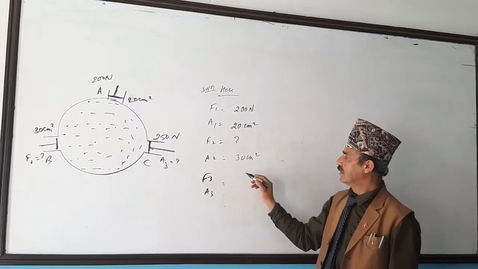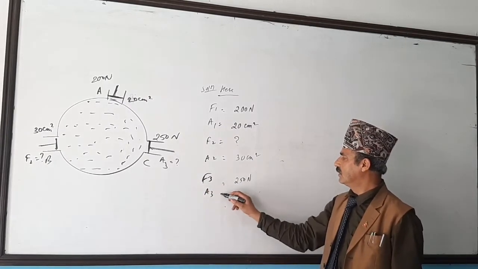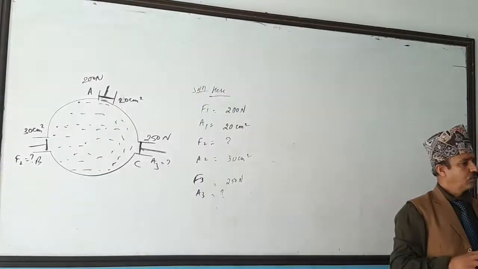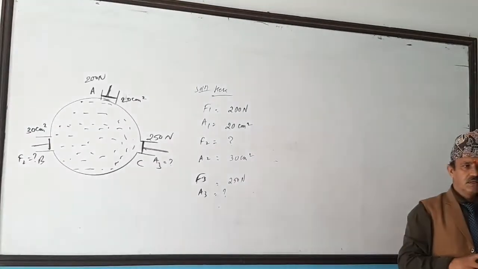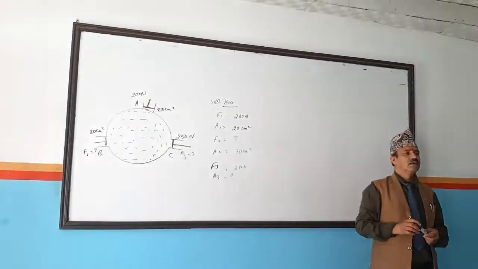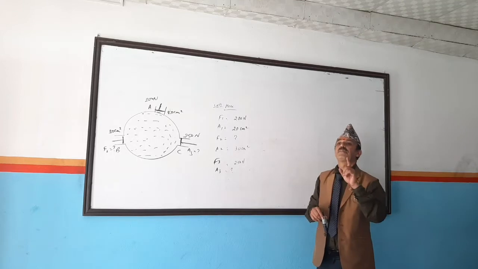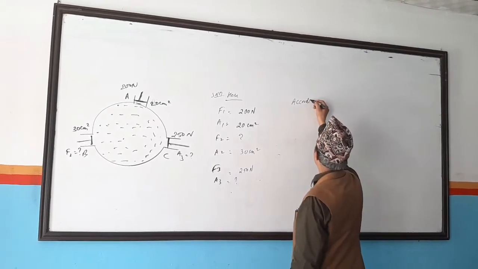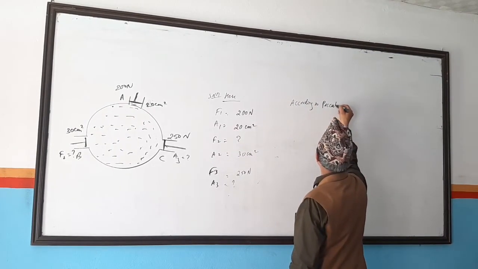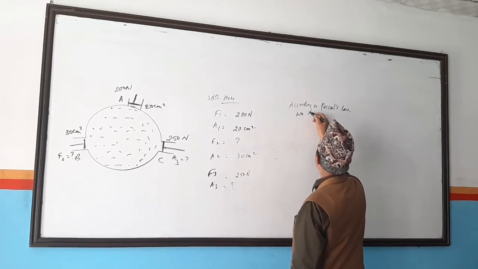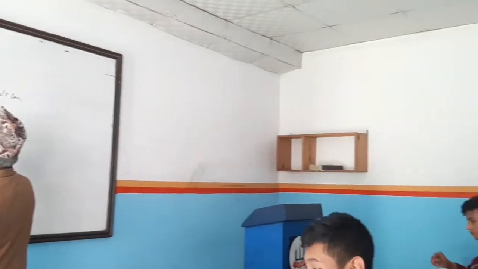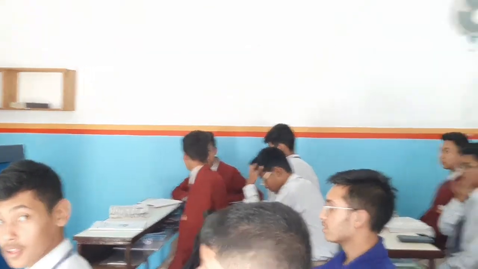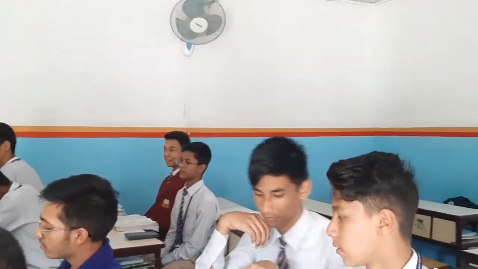F3 is 250 Newton. A3 we don't know. How to solve this one? What is the technique? Students, do you have any technique? Yes, we have to use Pascal's law. According to Pascal's law, F1 by A1 equals F2 by A2 equals F3 by A3.